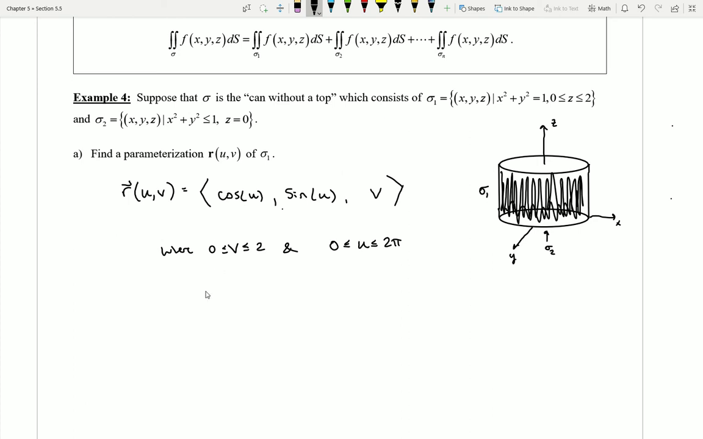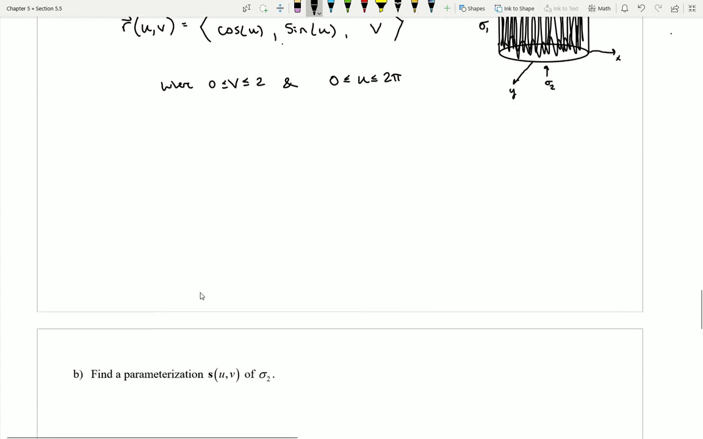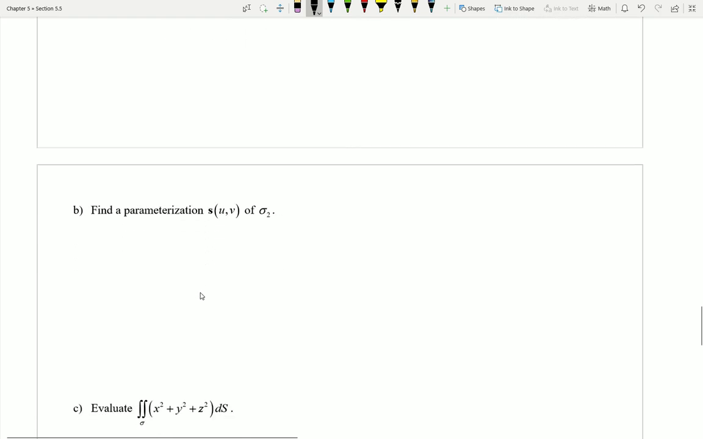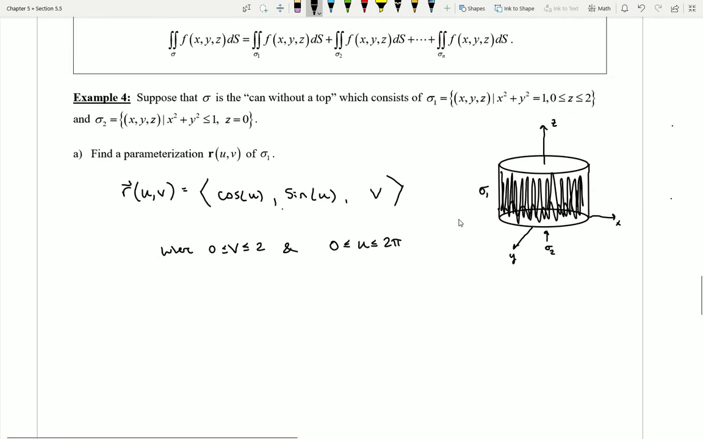This is great. Now, if I take a look at the next page, I can see that it's possible to try to find a parameterization. I'll call it by a different name. Let's call it S for sigma number 2. Remember, sigma number 2 is the bottom of the can. Now, I may not need to find a parameterization, but if I'm not going to do that, I'd have to find a formula, z equals, that tells me exactly this bottom surface.